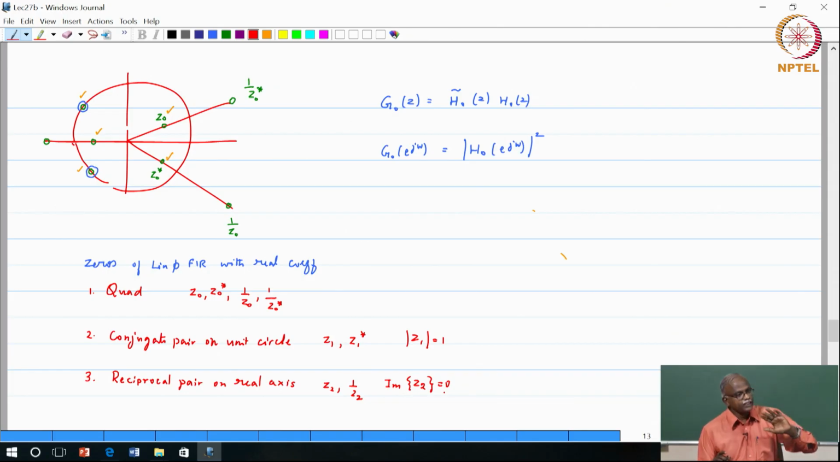Okay, you will get 3 sets of zeros. Now, this set can be factorized into 2 parts, which will one go to h naught of z, one go to h naught tilde of z, the reciprocals are present. This can also be factored into that form, but this cannot be factored into that form because you just have conjugate pairs, you do not have the reciprocal part present.